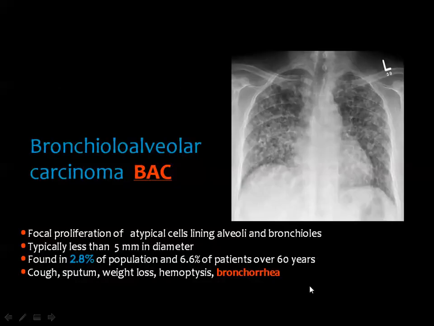Then we come to bronchoalveolar carcinoma, which is a malignancy caused by proliferation of atypical cells lining the alveoli and the respiratory bronchioles. The lesions start as fine nodular shadows in the miliary pattern, and later on coalesce to form patches with some internal air bronchogram.